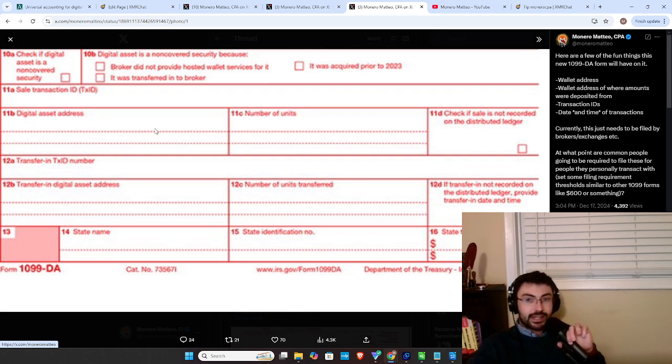But if you look at this, it kind of shows their hand and what information they want. They want a lot of information. They want your digital asset address. They want your transfer in transaction ID number. So when you go to deposit into an exchange, they want to know the ID so that they can look it up on the block explorer, presumably. The transfer in digital asset address, how much is transferred. They wanted to know all that stuff at first, which is quite a lot of information.